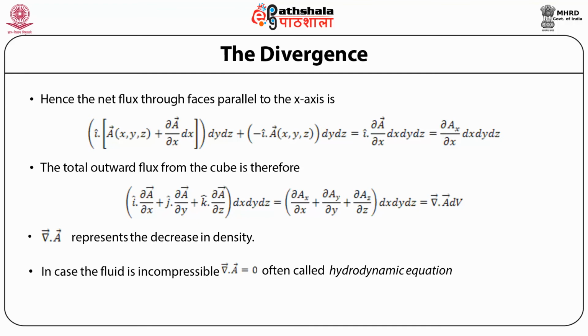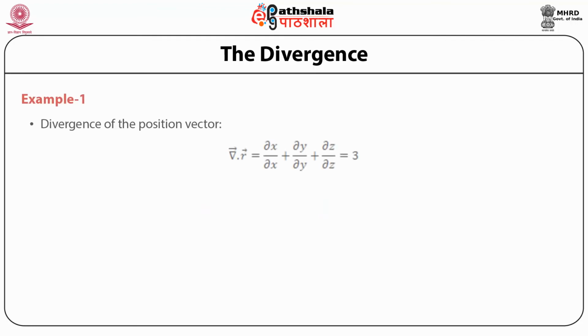In case the fluid is incompressible, then del dot A vector is equal to 0, which is also called the hydrodynamic equation. A vector whose divergence is 0 is called solenoidal. For example, let us find the divergence of the position vector: del dot r vector is equal to del x by del x plus del y by del y plus del z by del z, which is equal to 3.